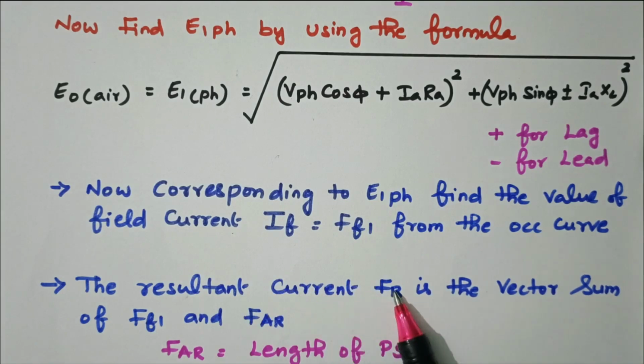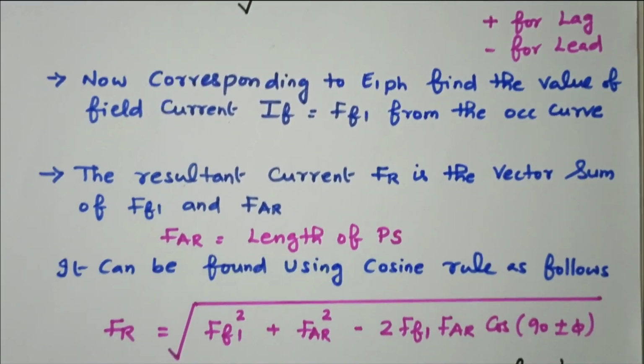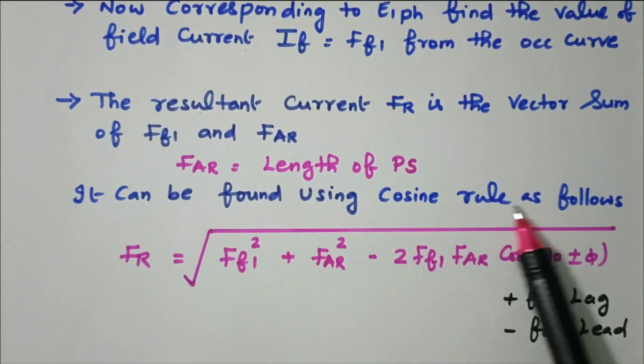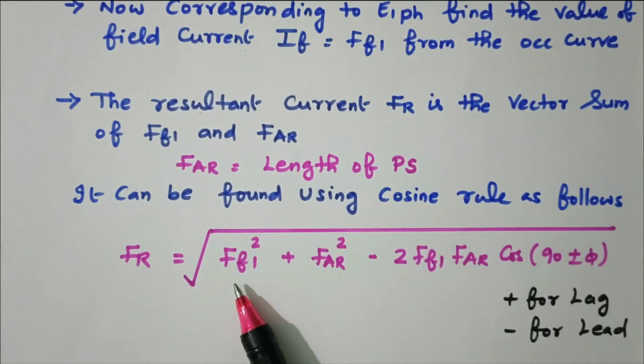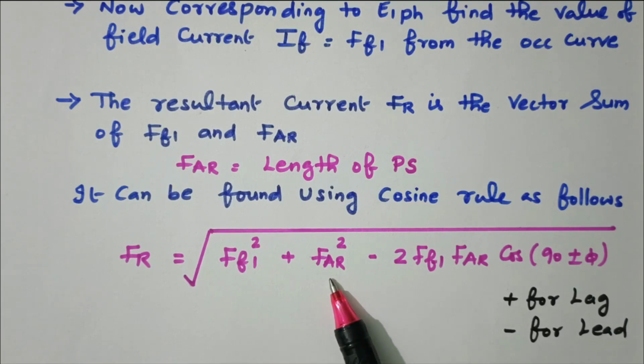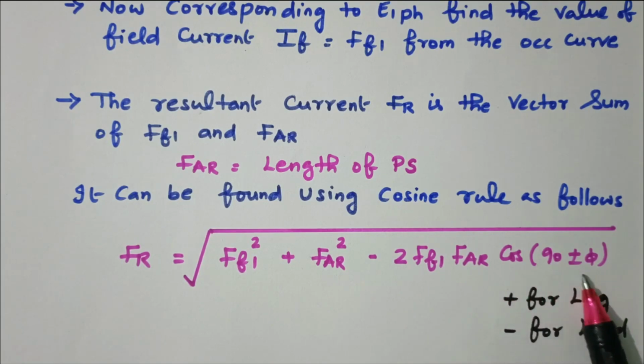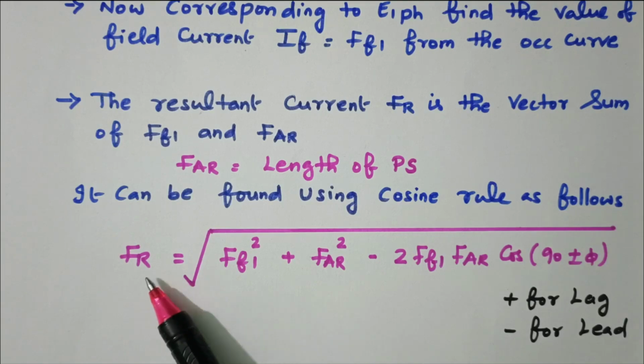The resultant Fr is nothing but the vector sum of FF1 and FAR. FAR is already calculated, FF1 also calculated. The vector sum of these two will give the Fr. Now we'll see the formula. It can be found from the cosine rule as follows. Fr equal to the square root of FF1 squared plus FAR squared minus 2 FF1 FAR cos (90 plus or minus phi). Right? The plus symbol indicates lagging, the minus symbol indicates leading. Now we got the value of Fr.